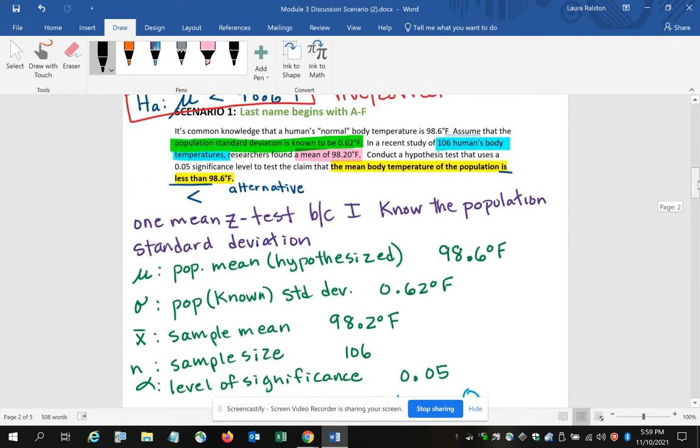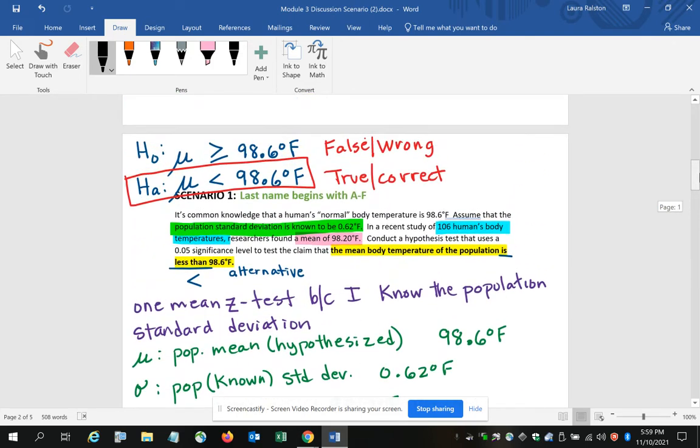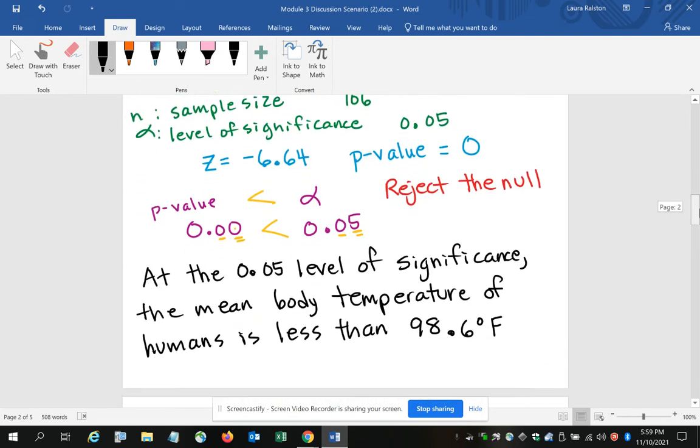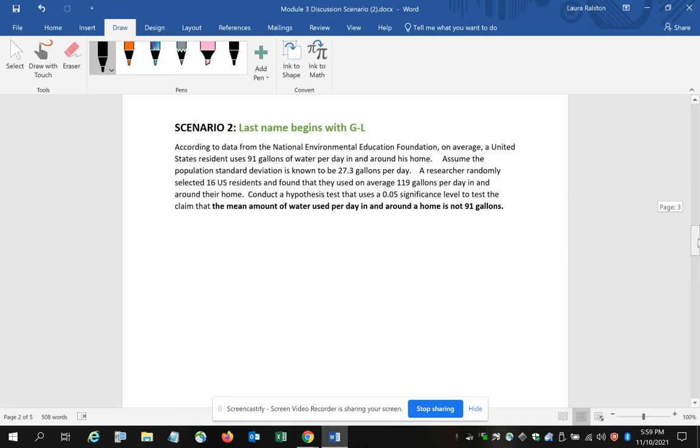Guys, you don't have a complete hypothesis test unless you go through all of those steps. All right, let's look at the second one.